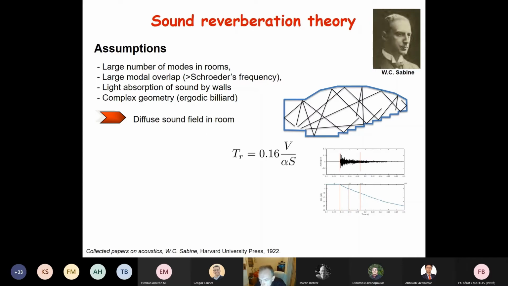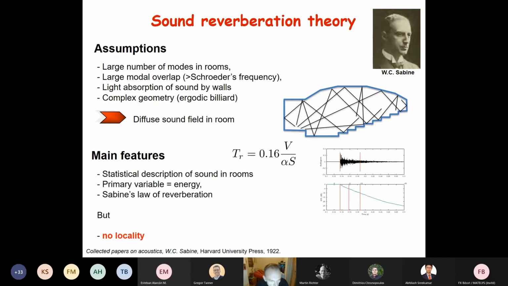And so there is Sabin's law, which is well known, which states that the decrease of sound is at the same rate at any point of the room, and the famous Sabin's law, which states that the reverberation time is simply proportional to the volume and inversely proportional to the absorption coefficient. So what are the main features of this simple statistical theory? We have a statistical description of sound in rooms, and the primary variable is energy. Under that condition, we have an emerging law, that is Sabin's law. But we have no local information.